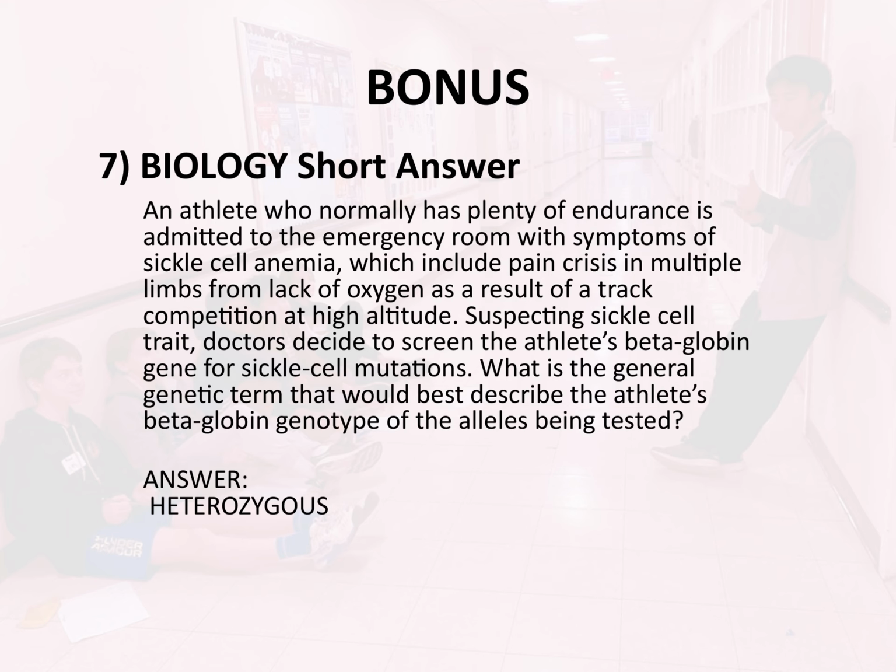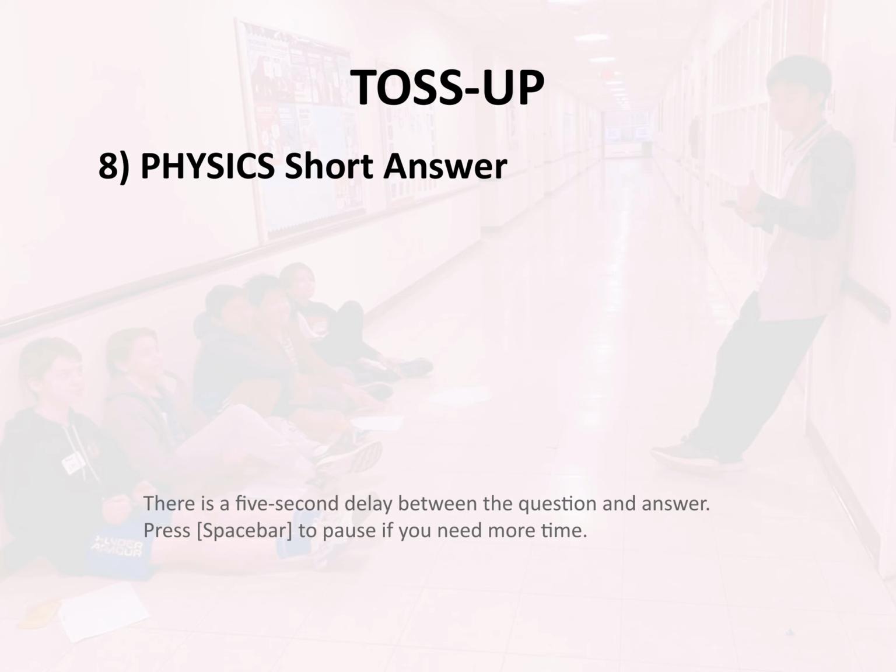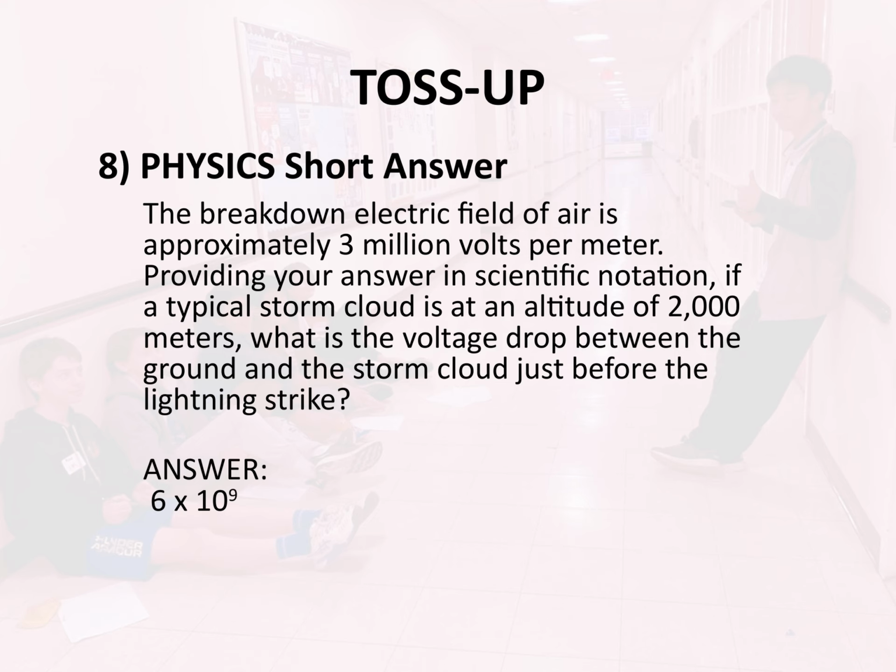Toss-up 8. Physics. Short answer. The breakdown electric field of air is approximately 3 million volts per meter. Providing your answer in scientific notation, if a typical storm cloud is at an altitude of 2,000 meters, what is the voltage drop between the ground and the storm cloud just before the lightning strike? Answer: 6 times 10 to the 9th power.